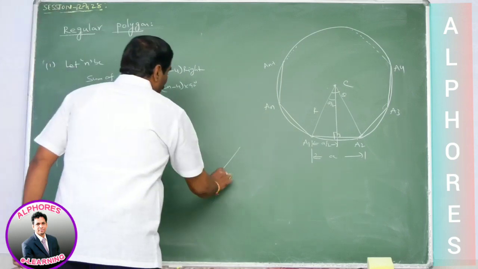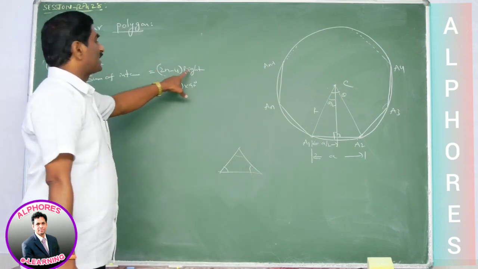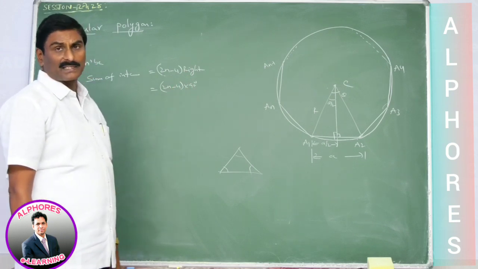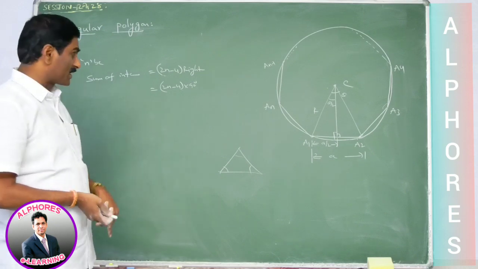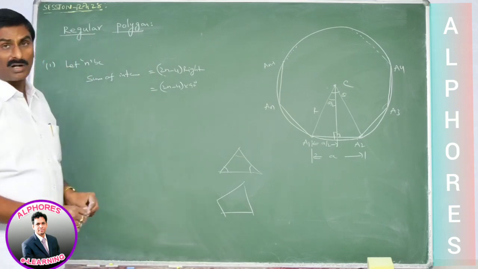In a triangle, the sum of the interior angles is a plus b plus c, which is equal to 180. Put n equal to 3 in this equation: 6 minus 4 is 2, into 90, gives 180 degrees. Suppose a quadrilateral. The sum of the angles in a quadrilateral is equal to 360. Quadrilateral means a figure like this. The sum of the interior angles in the quadrilateral is equal to 360.